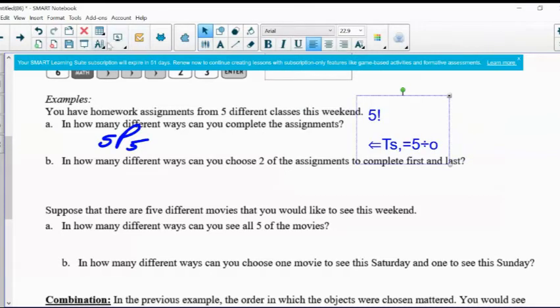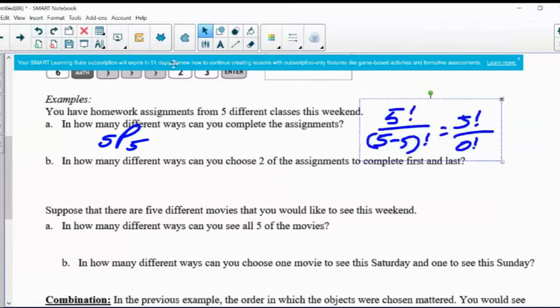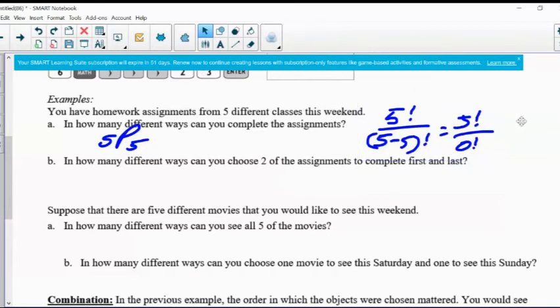And that's just going to be 5 times 4 times 3 times 2 times 1. Because remember, that's 5 factorial over 5 minus 5 factorial, which is 5 factorial over 0 factorial. And remember, 0 factorial is 1. Look at that. Definitely don't want that.